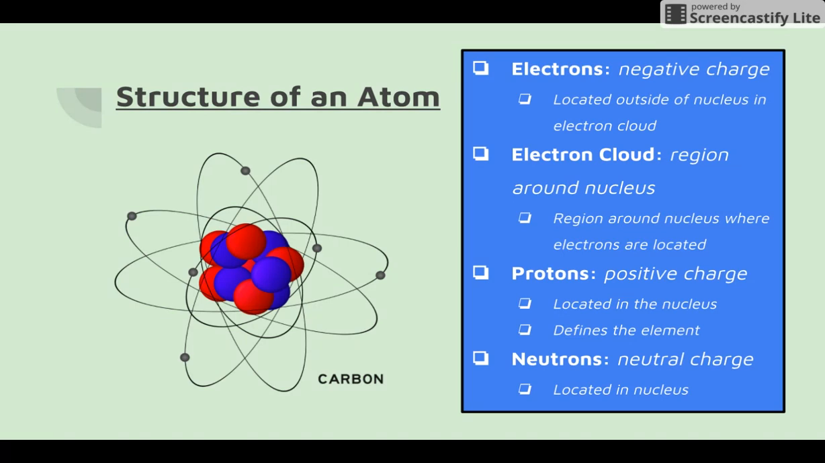And then finally, there are also neutrons in the nucleus, and they have a neutral charge. So you have those protons and neutrons in the nucleus and the electrons in the outer electron cloud. All those things put together make up an atom.